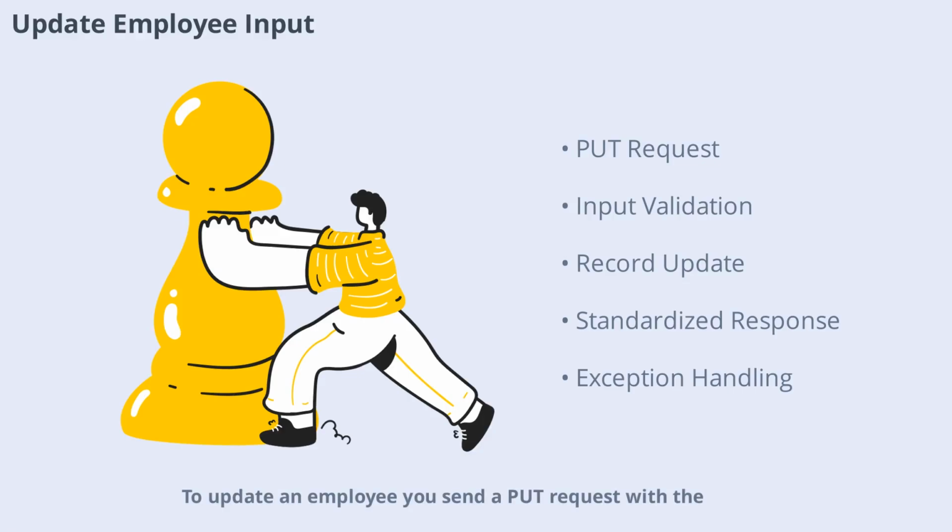To update an employee, you send a PUT request with the employee's name and department in the request body. The endpoint processes the input, validates it, and updates the record if the employee exists. This operation demonstrates how standardized API responses and global exception handling work together.